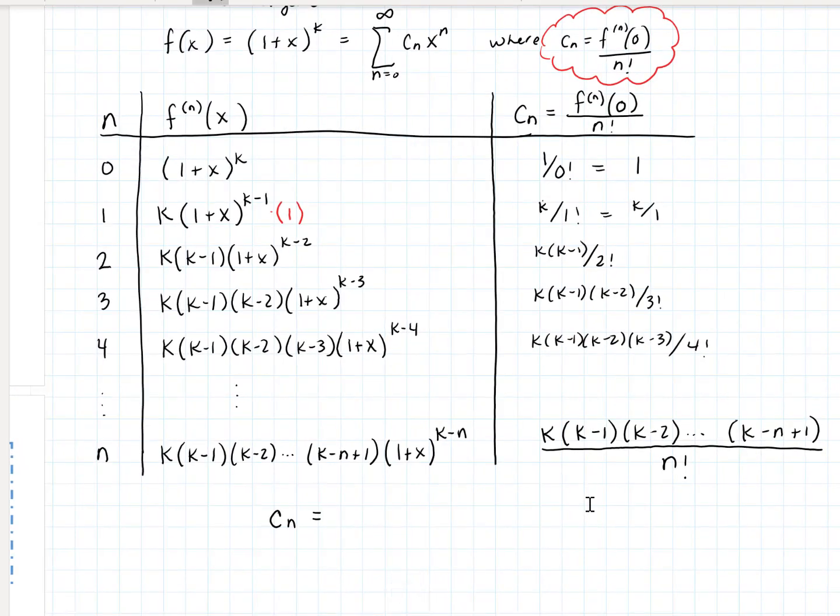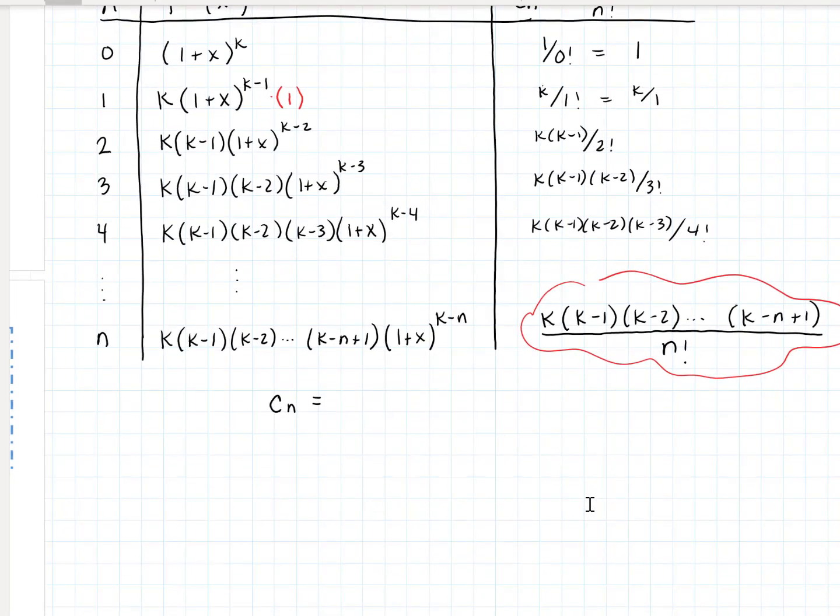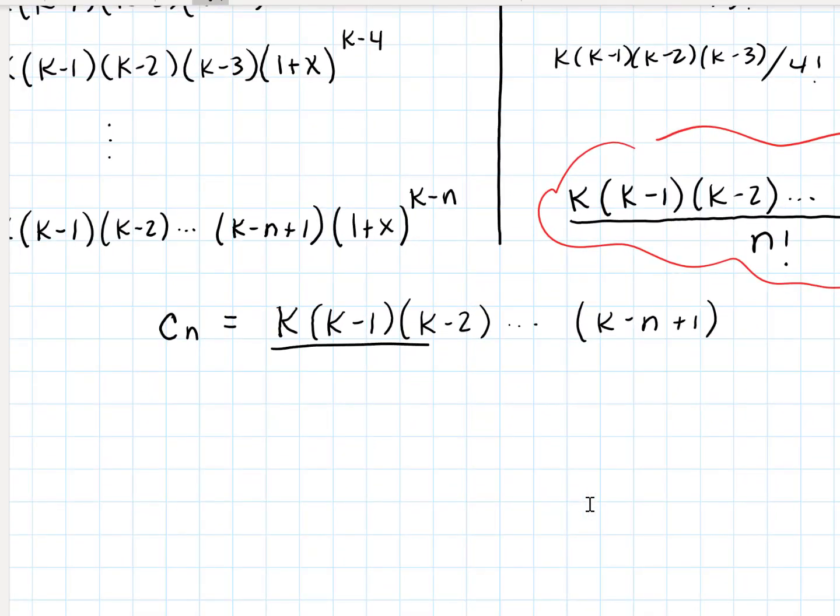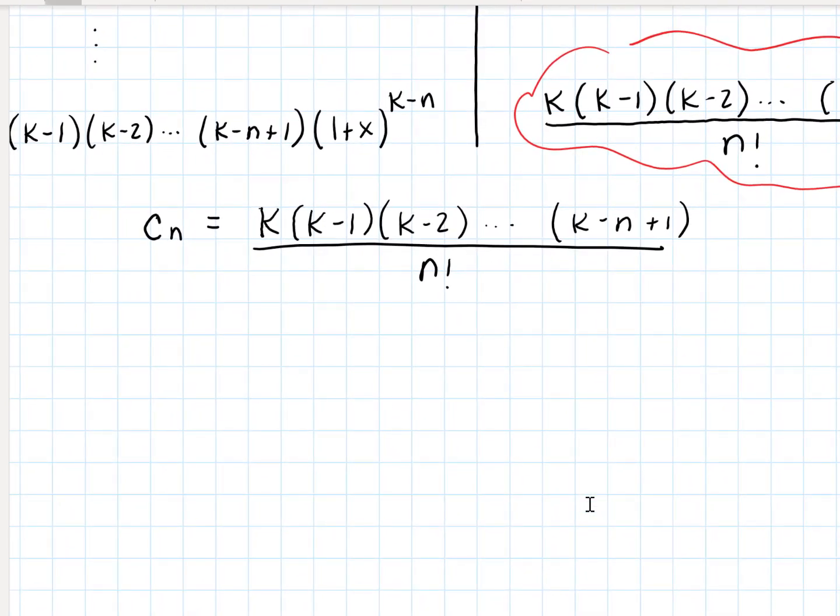So our c sub n's are going to be k times k minus 1 times k minus 2 out to k minus n plus 1 divided by n factorial. Okay, now just so you know, this is actually an expression that comes up in probability and combinatorics, and so it gets its own little special notation. We can also reference it to some factorials. So just some other notations. We can write this as k choose n. That's actually how we say that. We say k choose n.